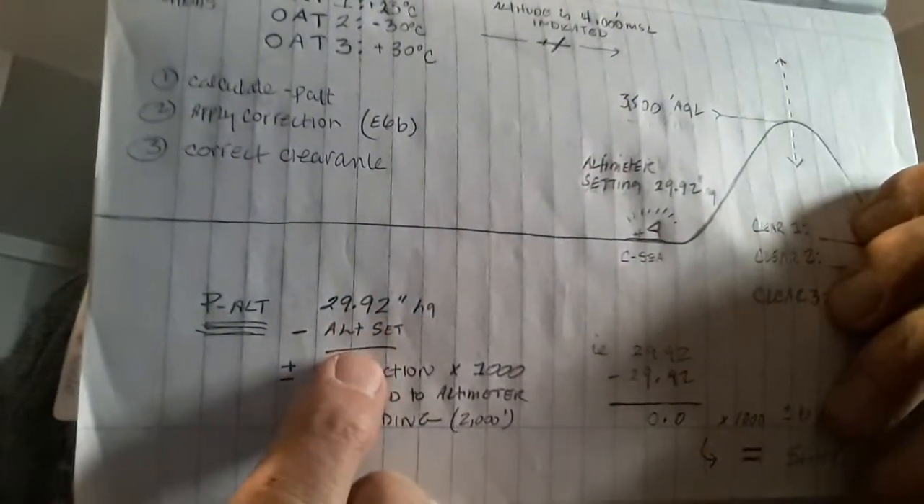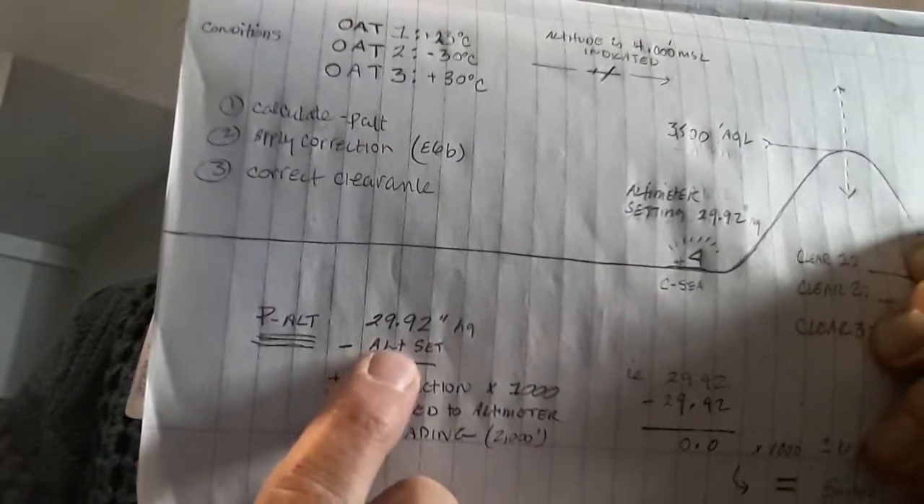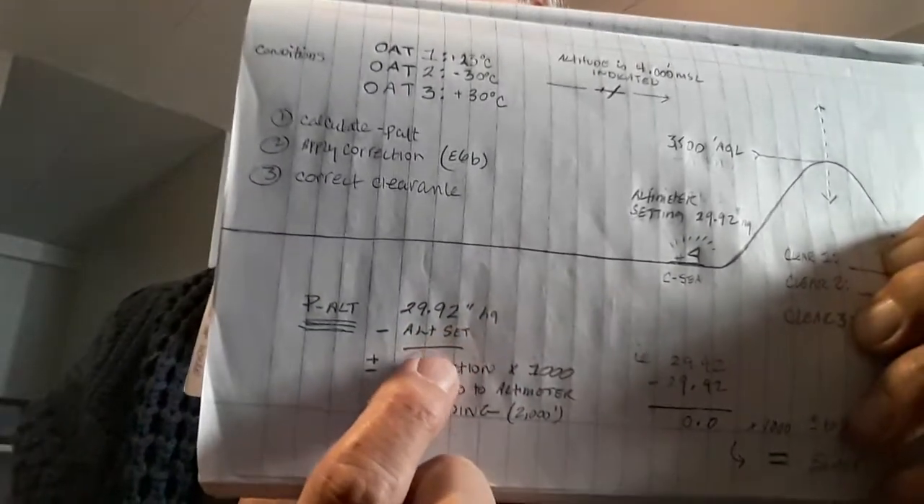The second method is to take 29.92 and subtract the altimeter setting, and then the difference will be applied to your indicated altitude. If it's a negative difference, the difference would subtract, and if it's a positive difference, the difference would add, and that would be your pressure altitude.